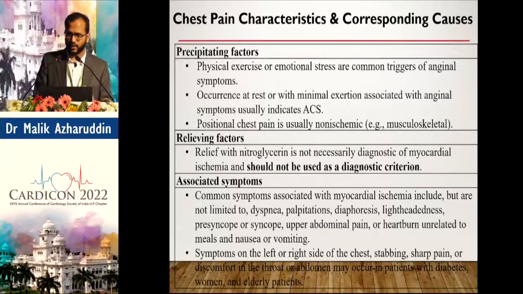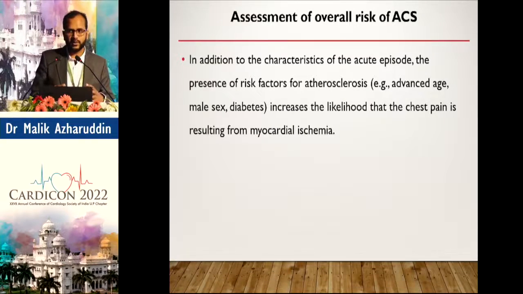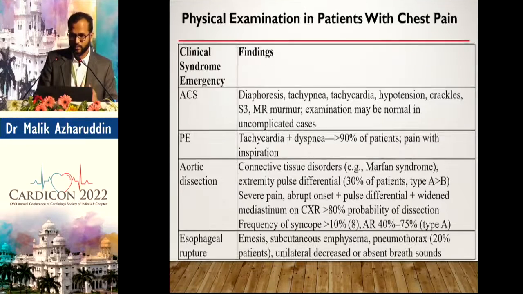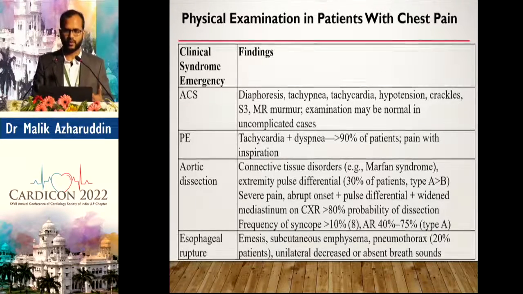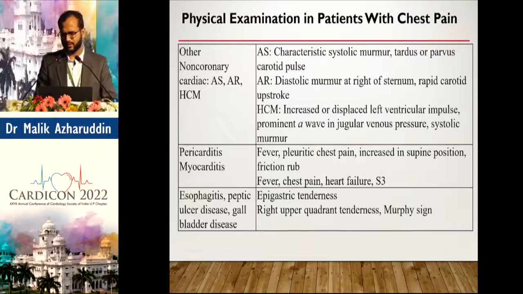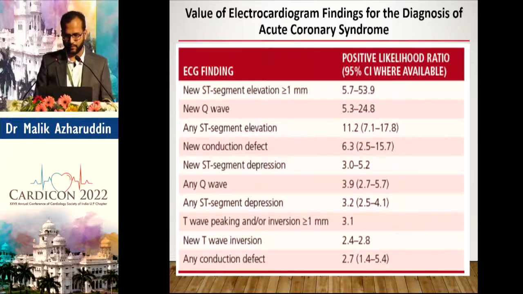Then associated symptoms are very important. Associated diaphoresis, a sinking feeling, nausea, and vomiting are often present. And apart from the acute episode itself, we have to take the background into account, which is of immense importance: the patient's age and risk factors. So the overall context determines the pretest probability of the patient having an acute coronary event. Physical examination, I think I will skip, because it has already been covered in the last talk. We have to exclude other causes of chest pain, and it's a routine part of our practice and care.